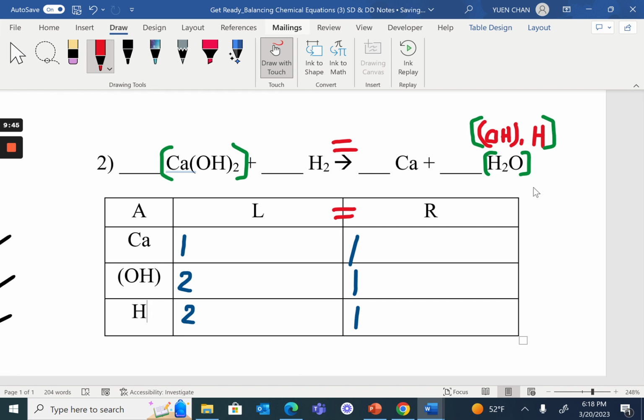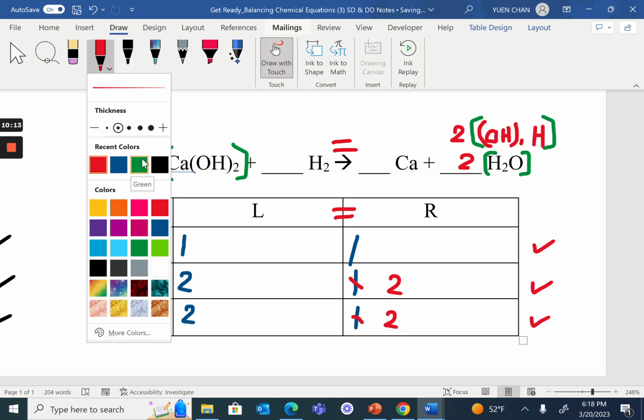So how can I make the right-hand side with the 2? So pretty much I will put 2 H2O, right? 2 right here. Then I can make OH and H2. So I'm going to change that my OH on the right hand side to be 2, and then my H on the right hand side to be 2. Now you can see that I only did one step, make it Ca balance good, OH balance good, H balance good. So I'm balanced. So right now I only need to put the rest of the numbers.